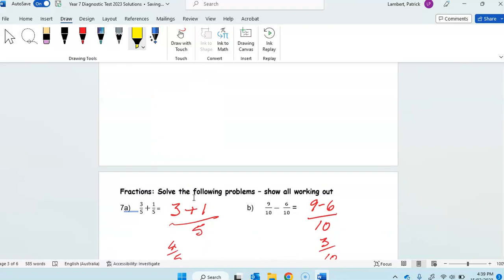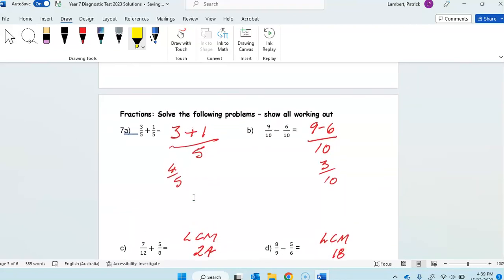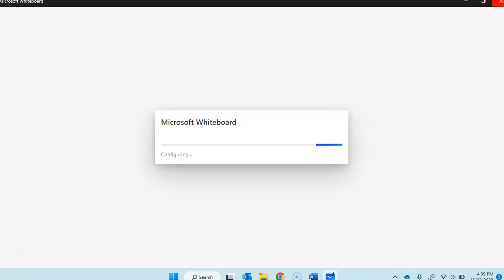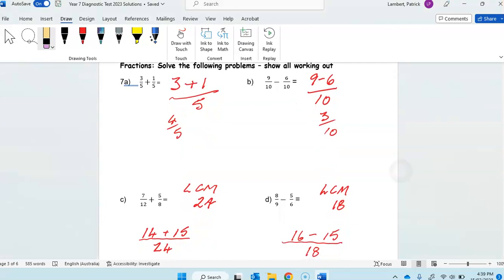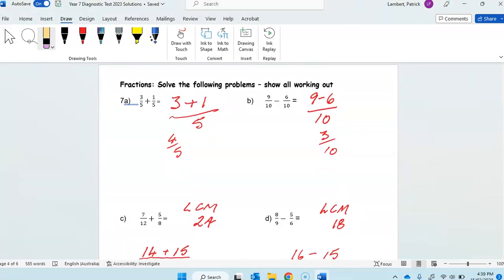Now these ones here were a little bit hard to type in, so I did them by hand. Whoa, there you go. Something's happening there. Try and get rid of that and get back to, there we go. Pens do funny things, stylus do funny things.